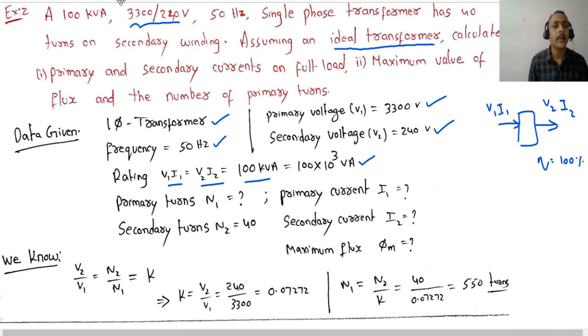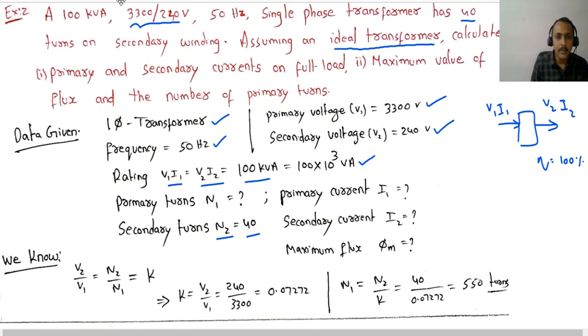Right? So here the primary turns N1 equal to how much? N2 he gave you. Has 40 turns on secondary winding. So secondary turns, the variable name is N2. N2 equal to 40. Clear?